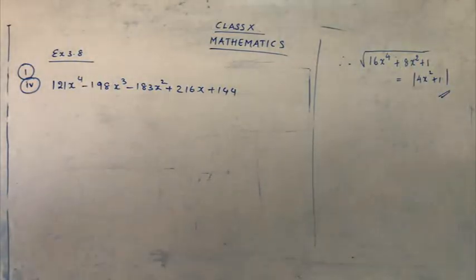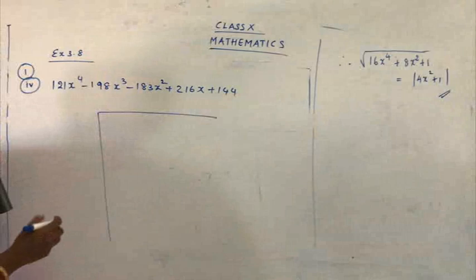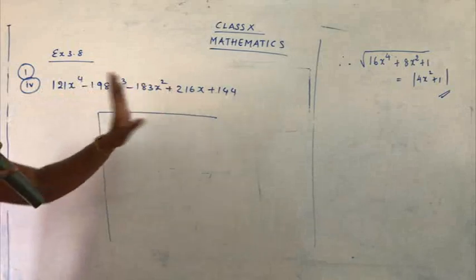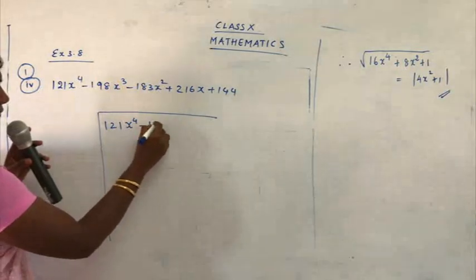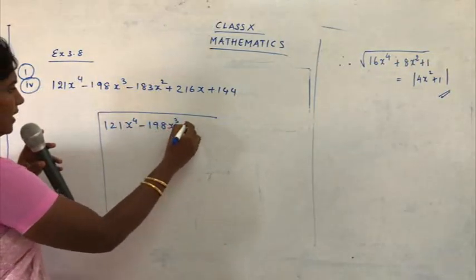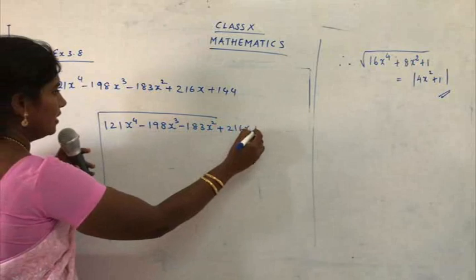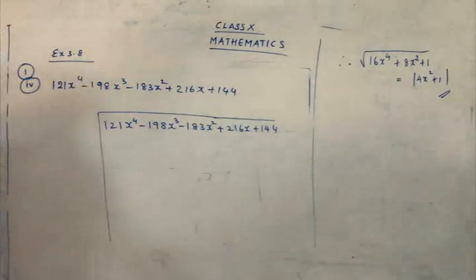So first draw a division line over there. Draw a division line. Take down the polynomial. Check whether it's arranged in standard form. Yes, everything is there. It's 4, 3, 2, 1, 0. Okay, so arrange it. 121 x raised to 4 minus 198 x cube minus 183 x square plus 216 x plus 144. The numbers are bigger, so I thought I'll do this in classwork, so that you will not have a fear of doing these sums. So you'll have a clear idea how to go with the square root by division method.